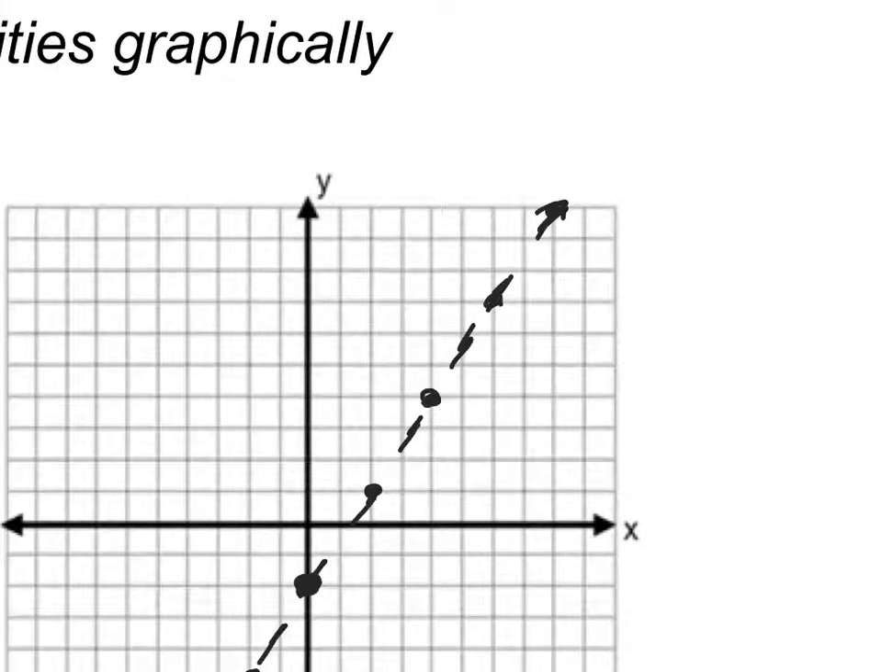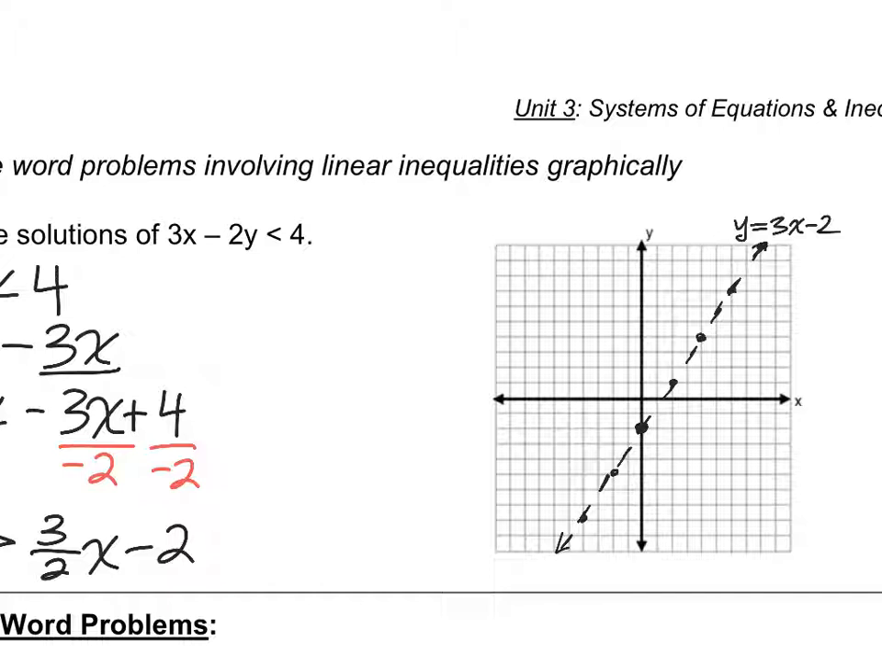You do have to label the line. So this is the line y equals 3/2x minus 2. All right, so that's not a mistake. That line is in that particular location. All right, so now I just have to do my shading.